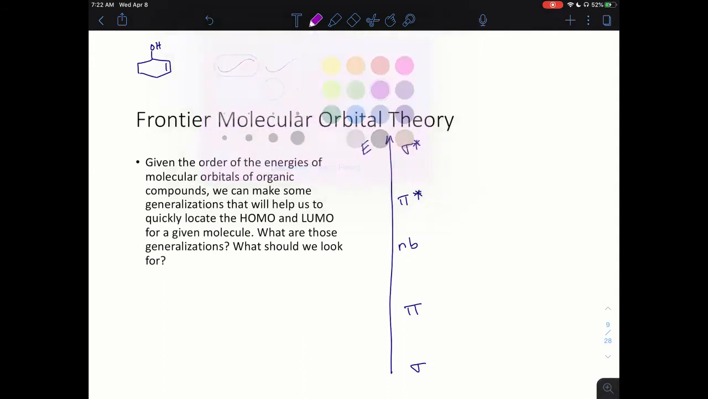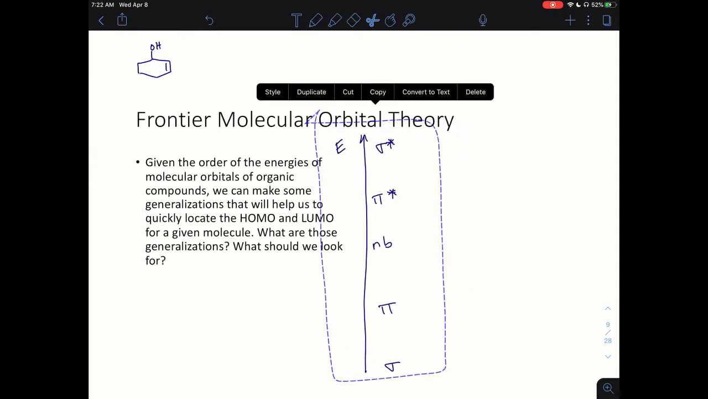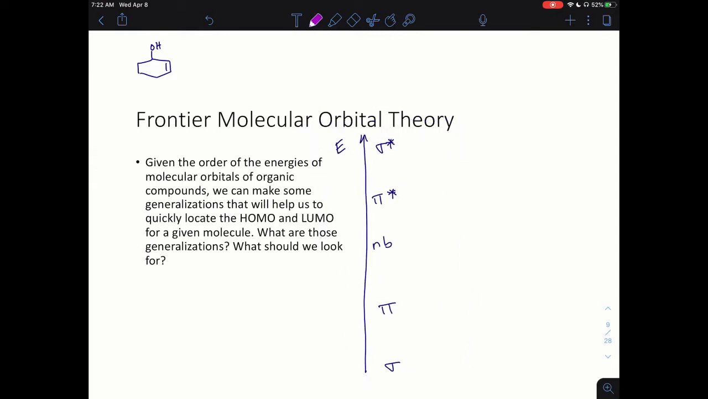And then, of course, within every group of orbitals, the ones derived from more electronegative atoms will be lower energy. So the lowest energy type of sigma might be, say, sigma CX, and then, say, sigma CC, and then sigma CH, right? Where X is some electronegative atom. So within each group, orbitals derived from electronegative atoms will be lower energy.